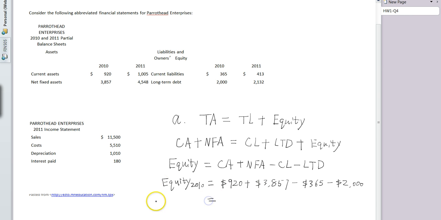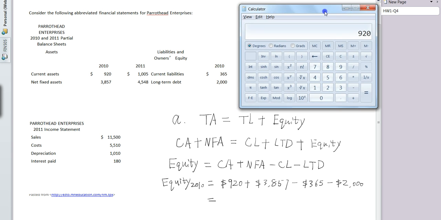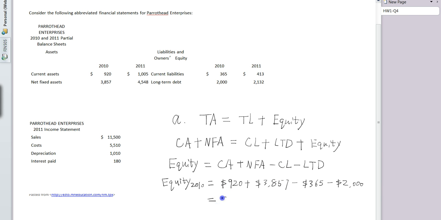So then we can pull out our calculator and figure out the answer. 920 plus 3,857 minus 365 minus 2000 equals. That gives me 2412.